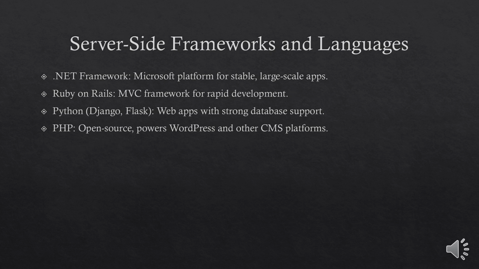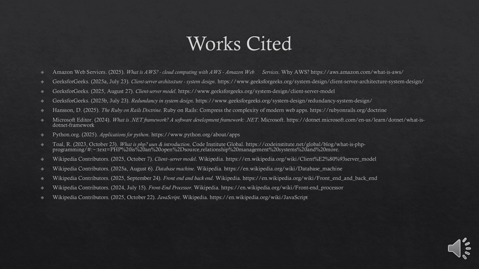On the server side, we have frameworks and languages that process client requests and manage databases. Microsoft's .NET framework supports multiple programming languages and is great for enterprise-level apps. Ruby on Rails uses a model view controller design to speed up web development. Python frameworks like Django and Flask are popular for their flexibility and strong database integration. PHP remains one of the most common languages for server-side scripting. It powers content management systems like WordPress.